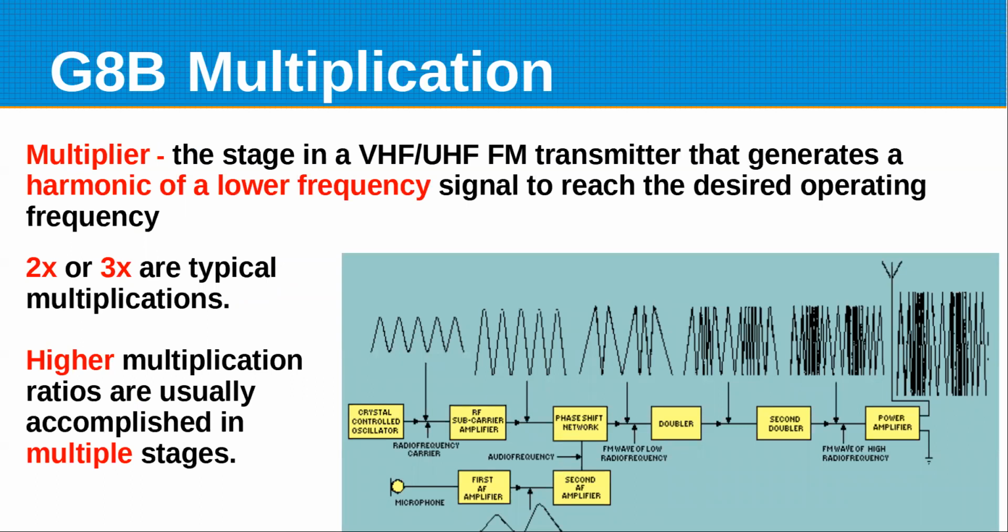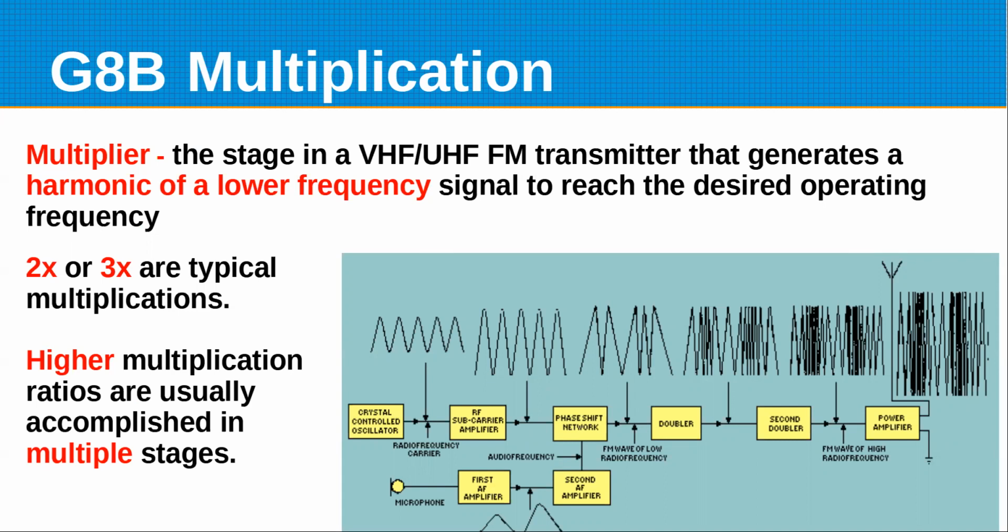Multipliers. In an FM transmitter, you can generate a signal at IF frequencies and then multiply the frequency to a higher value to actually transmit it. So if you're transmitting at 144 megahertz, you may be generating a signal at a much lower frequency and you multiply it 2, 4, some number of times to get it back up to your output frequency that you want.